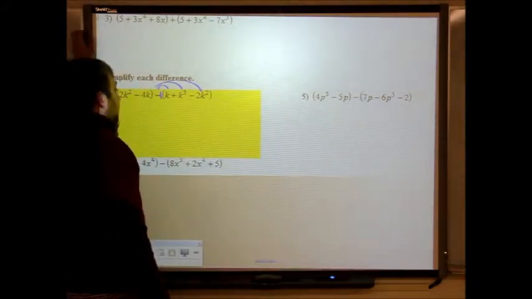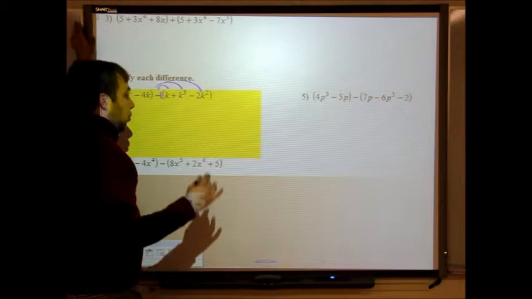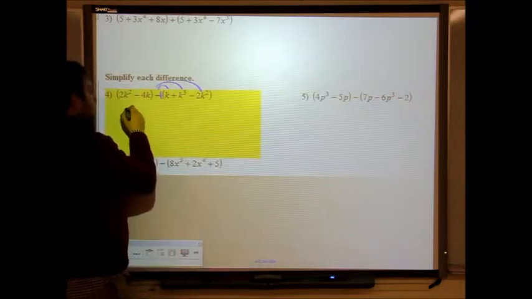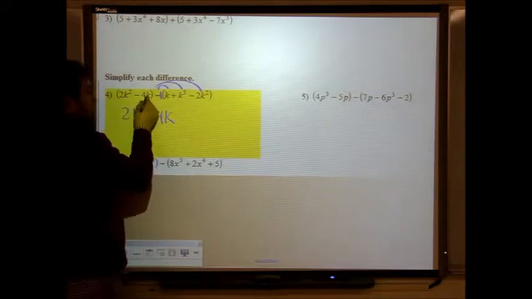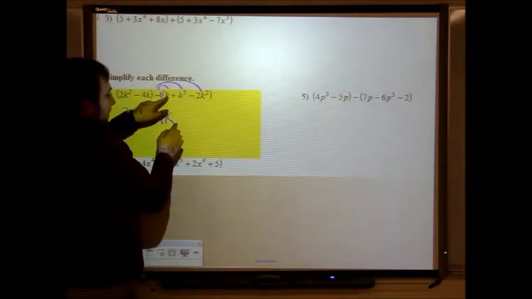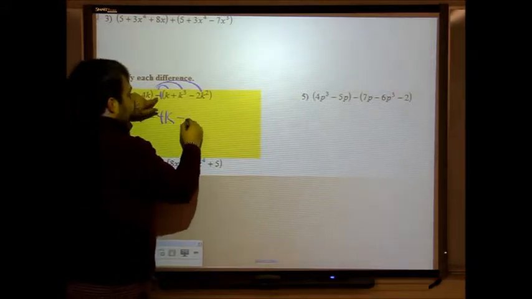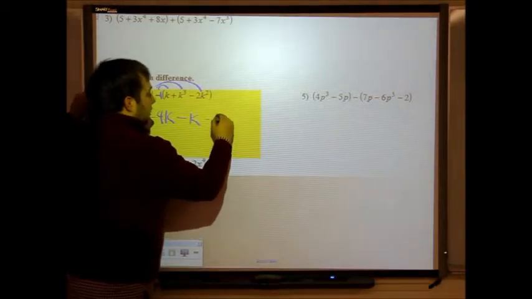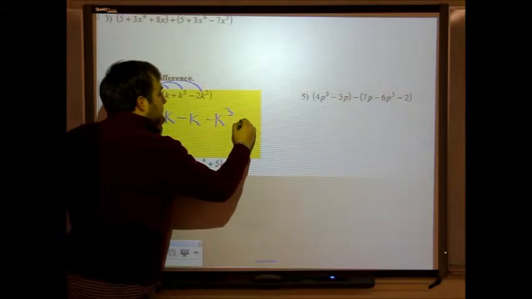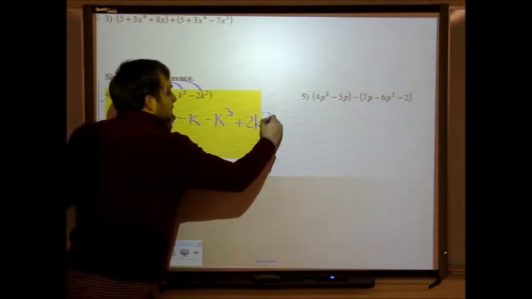Okay, so really all of them are going to be negative. So if you want to rewrite it, let's try that. Let's go 2k squared minus 4k. Those are just like normal. But now this, instead of just a normal k, that's actually a -k. That's going to be a -k third, and that's going to be a positive 2k squared.